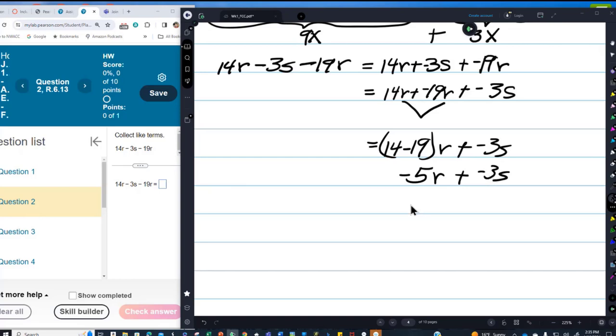So negative 5r minus 3s is your answer. What you would do is put 14 minus 19 in your calculator and come up with negative 5. And then the negative 3s, when you're adding a negative 3s, that's just a minus 3s. Did you really have to add them? Well, no, as long as you keep in mind that really and truly, there are invisible plus signs between these terms. Yet another hidden truth from algebra.